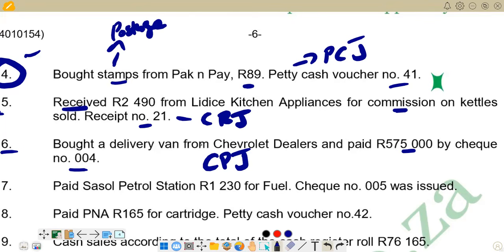And what are we paying for? We are paying for vehicles. A delivery van, so it's a vehicle. That's the one that we are paying for. And the person that we are paying, the payee, is Chevrolet dealers. So we go to our cash payment journal.